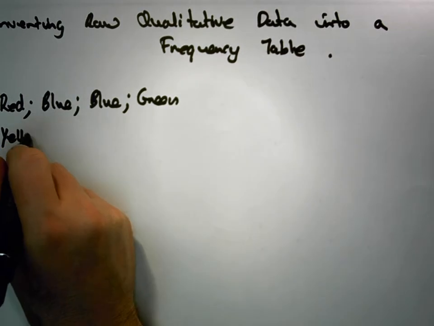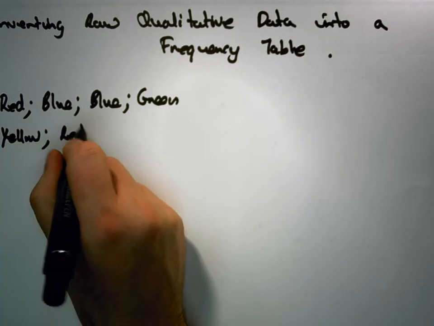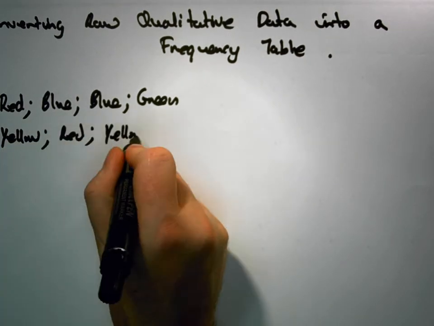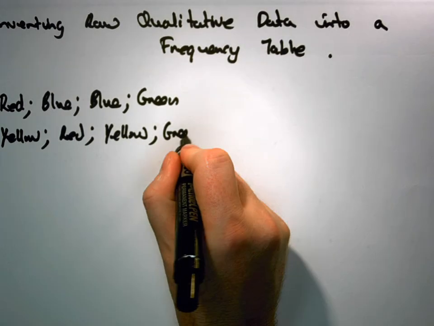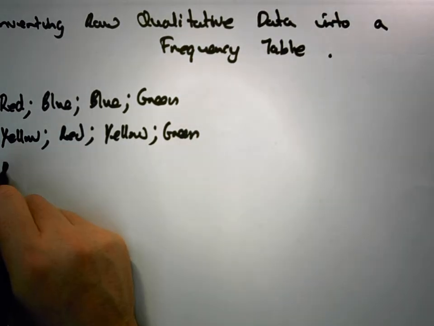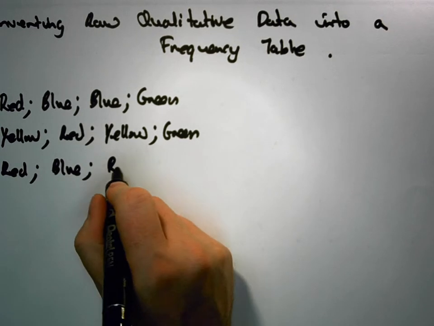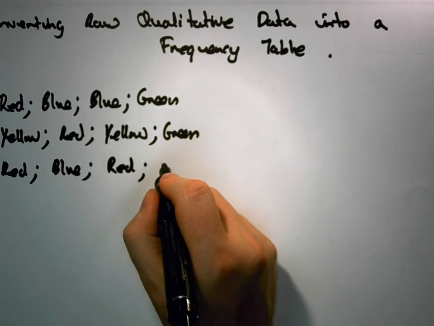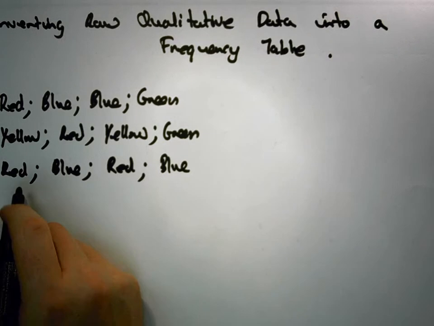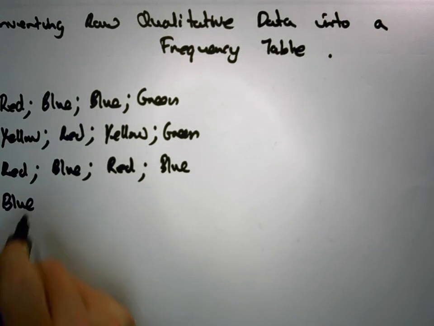yellow, red, yellow. Let's say the next person says green. Let's say the next person says red. Next person blue, next person red, let's say the next person says blue, and let's say the final person responded with a value of blue.